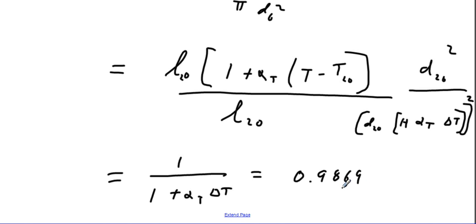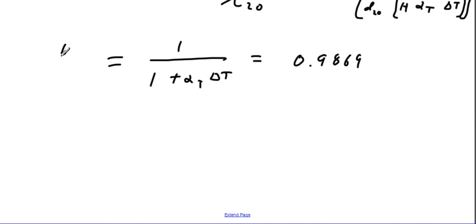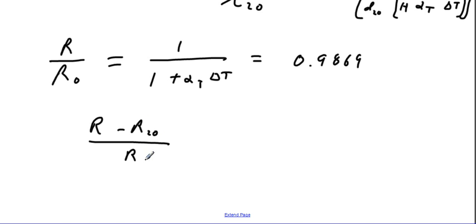And then I ask myself, what is the percent change? Alright, so this is R over R naught caused by only the change, the expansion of the metal. Alright, and percent change is going to be R minus R at 20 divided by R at 20 times 100.